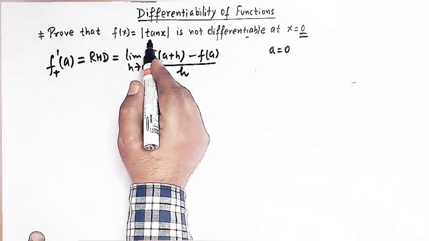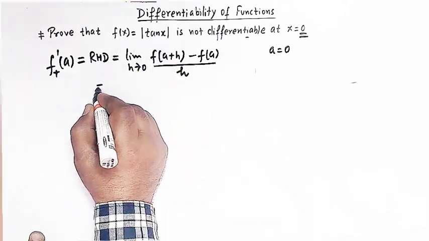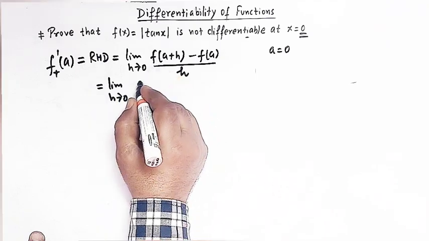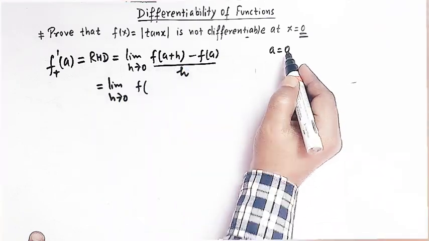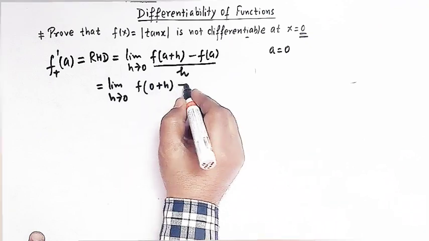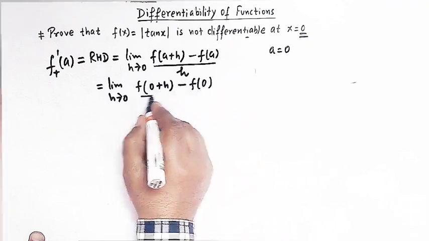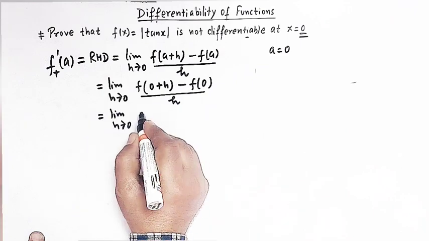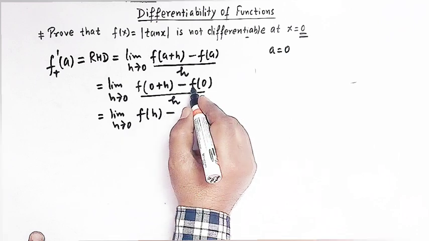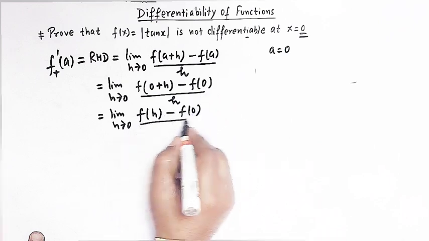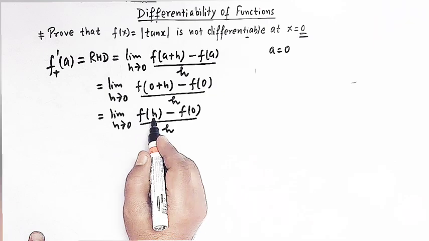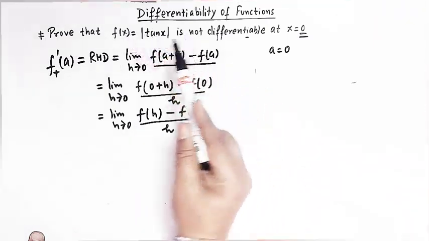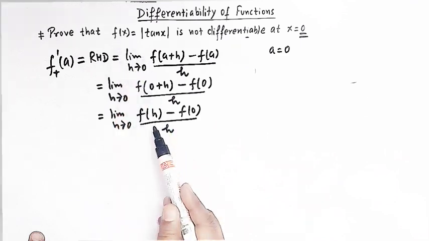Now the right hand derivative of this function can be written as limit h tends to 0. Here we have f of a plus h, a is 0, so we have f of 0 plus h minus f of 0, divided by h. So we have limit h tends to 0, f of h minus f of 0 divided by h. Now f of h can be written easily with the help of this function by replacing x by h.